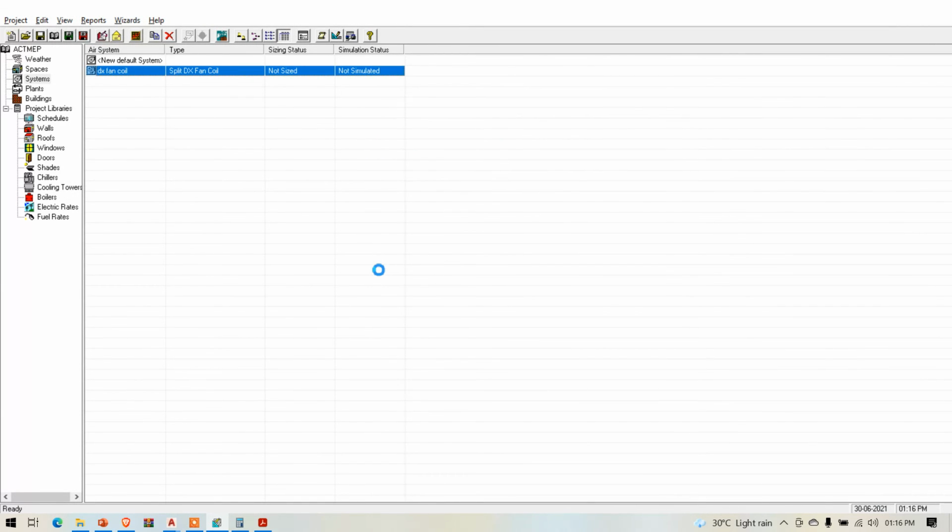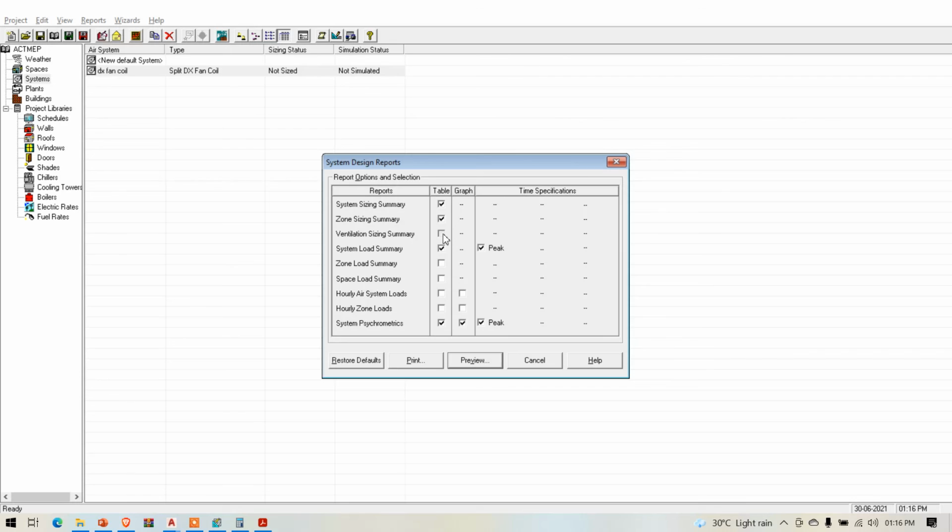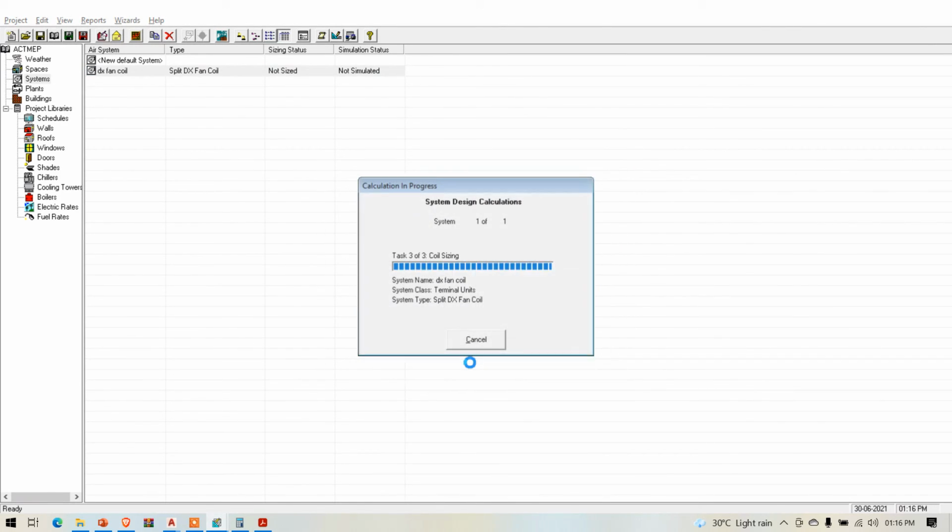Design, not simulation, design results. Sizing summary: what are the zone load and space load? So separate loads if you want to know, and hourly basis also if you want to know. For each and every hour, how much cooling is required in that room, for each and every room we can select it and give a preview. It is going to calculate it.